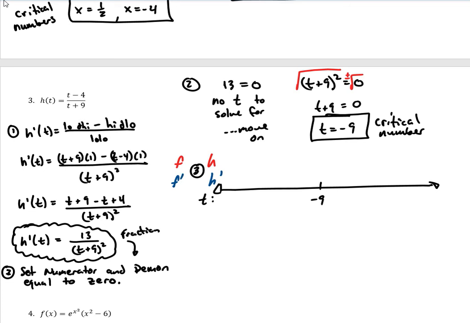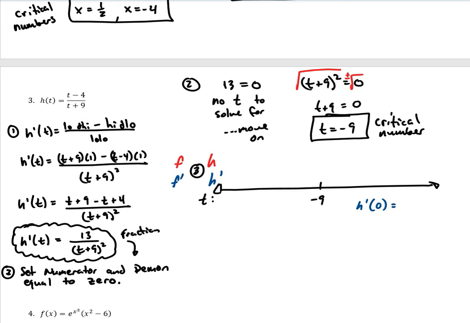So it's no big deal if you accidentally use the wrong letter. Either way, we're just going to look at it and figure out where our derivative is positive and negative, and that's where we still test out our values. So I'm going to choose anything bigger than negative 9, which I'm going to use as 0.